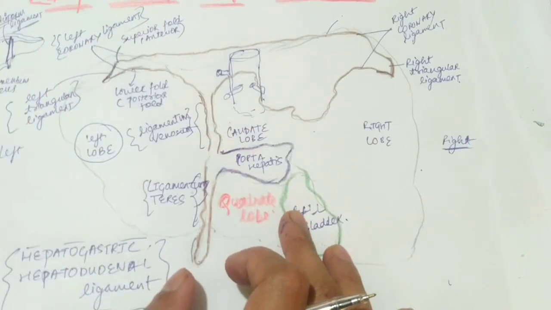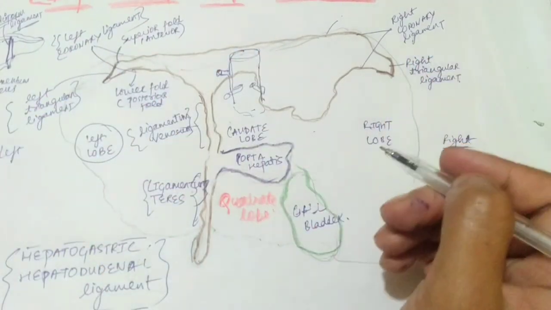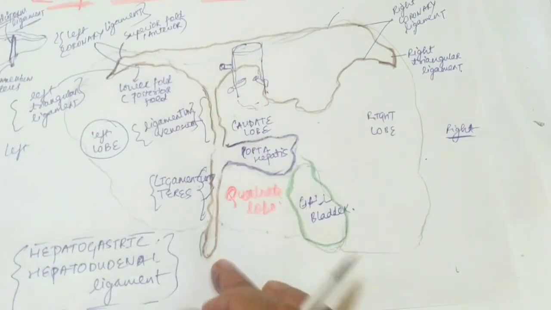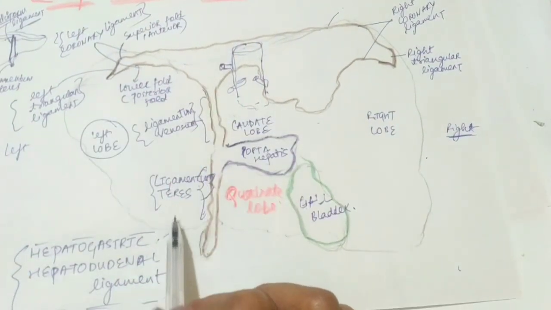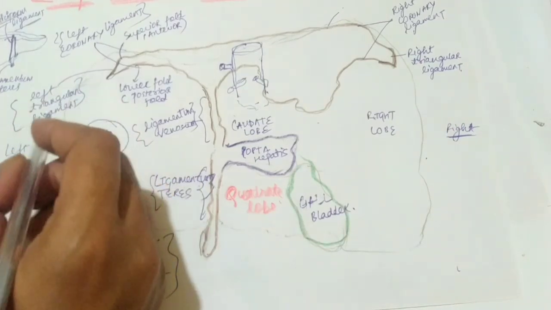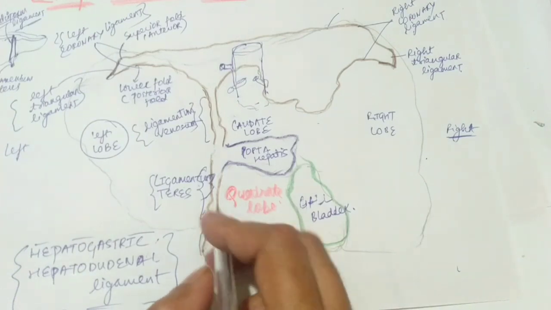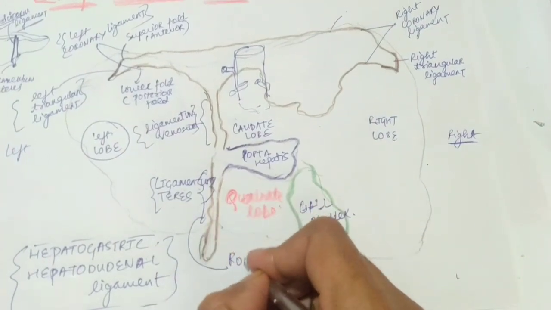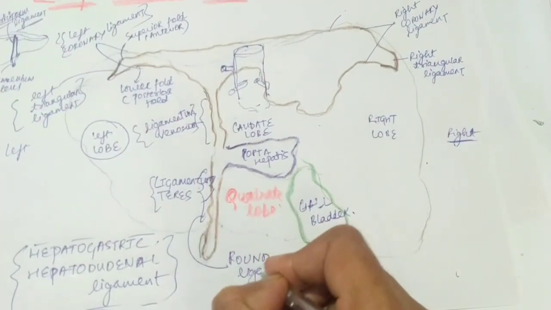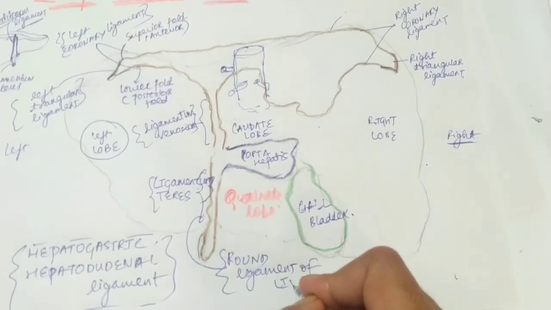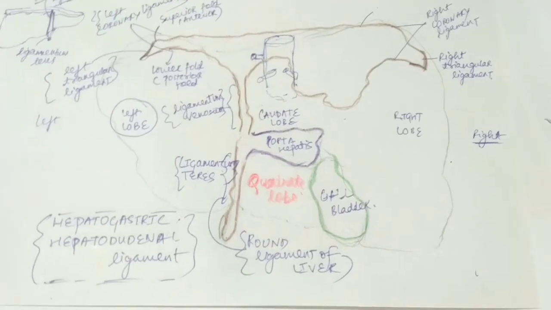So these were your ligaments: right coronary ligament, right triangular ligament. On the diaphragmatic surface you can see the falciform ligament, and on the inferior surface you can see ligamentum teres and ligamentum venosum, and your left triangular ligament, which is present on the edges of your coronary ligament. And your ligamentum teres is also called the round ligament of the liver. So this was your ligament section.